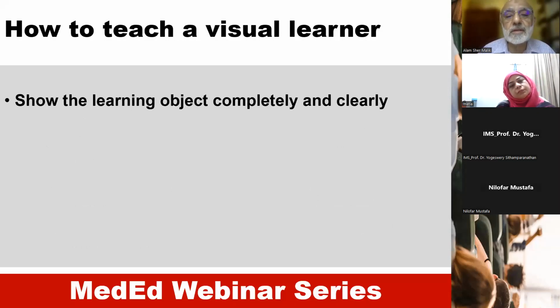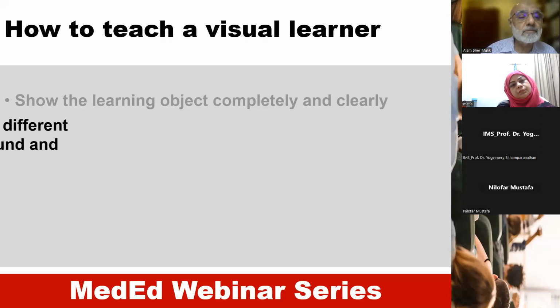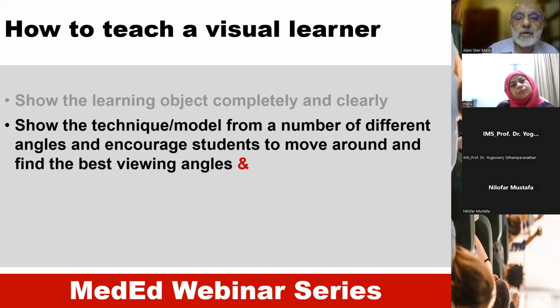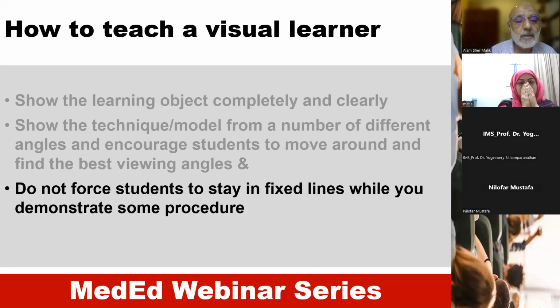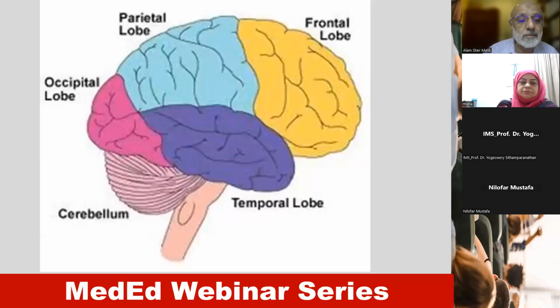Show the learning object completely and clearly. Show the technique or model from a number of different angles and encourage students to move around and find the best viewing angles. Do not force students to stay in a fixed line while you demonstrate some procedure. Here is a very simple example of teaching the lobes of the brain to the visual learners by giving it different colors.